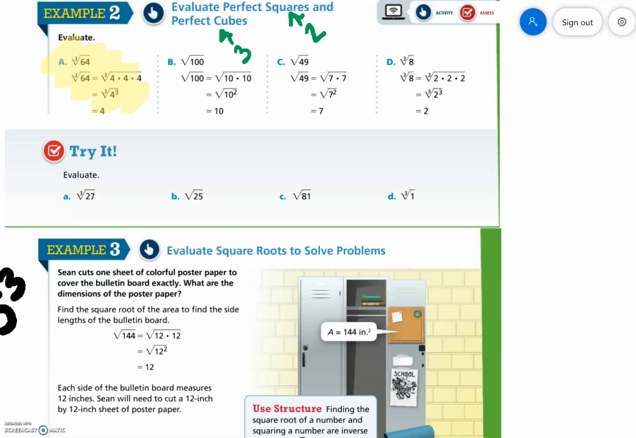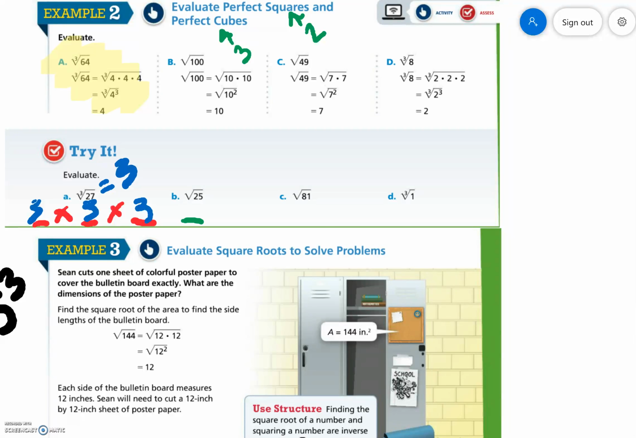When you are finished, press play and see if you got it right. Evaluate the cube root of 27. What times what times what equals 27? So we're looking for 3 numbers. And it is 3 times 3 times 3, which means the square root of 27 is 3. I'm sorry, the cube root of 27. Be careful with your language.